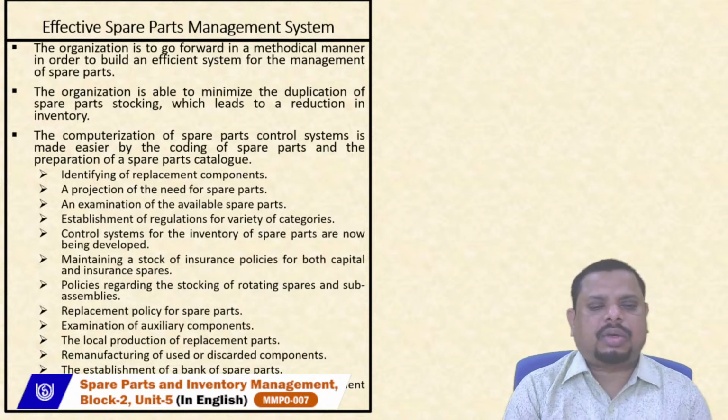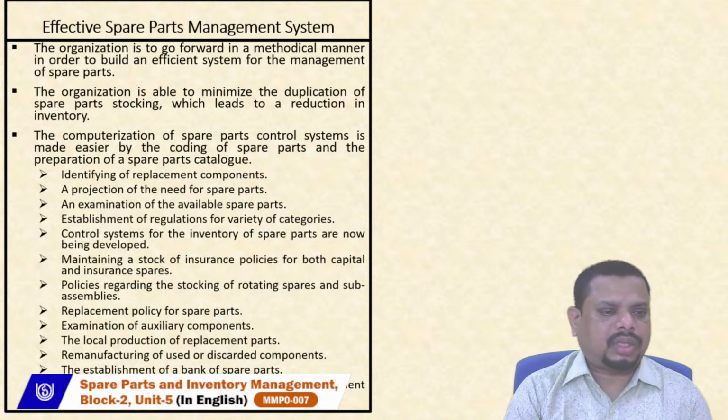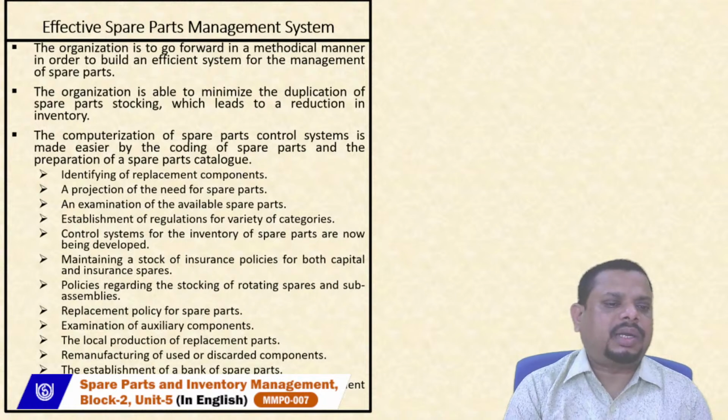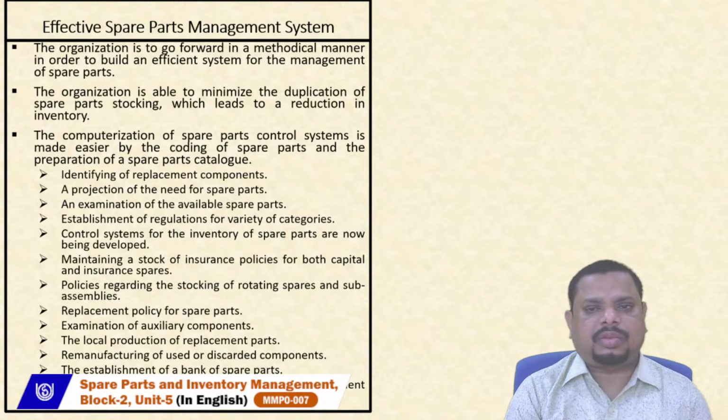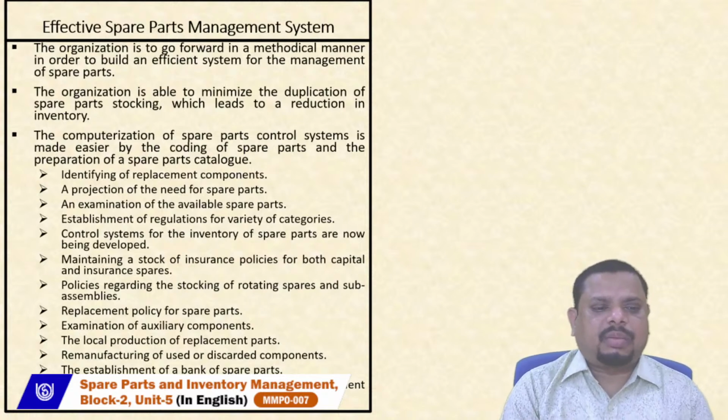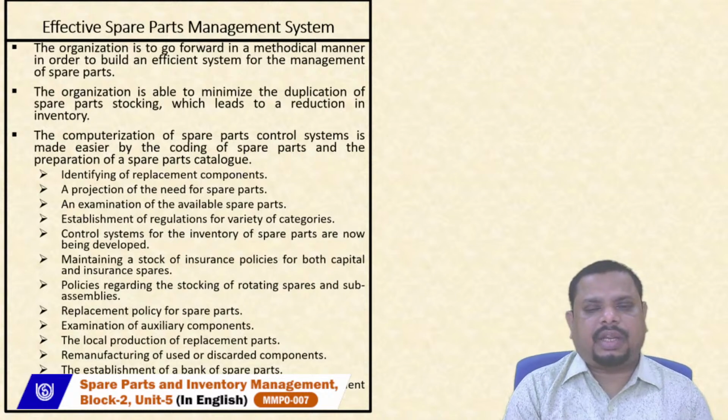So let's understand how a computerized spare parts control system is made easier by coding of spare parts and the preparation of spare parts catalogs. So these are the different points. First one is identifying replacement components. The second one is projection of the need for spare parts. The next is examination, or you can simply say investigation, of availability of spare parts. Then the fourth one is establishment of regulation for a variety of categories.